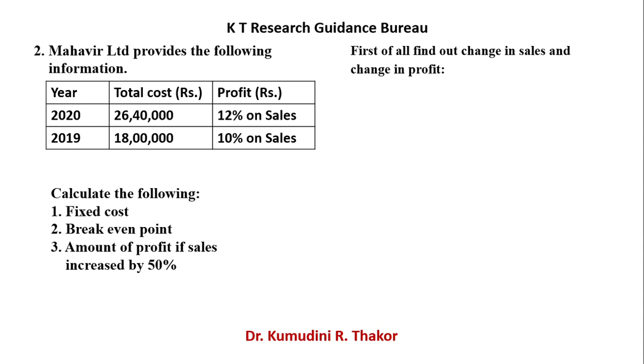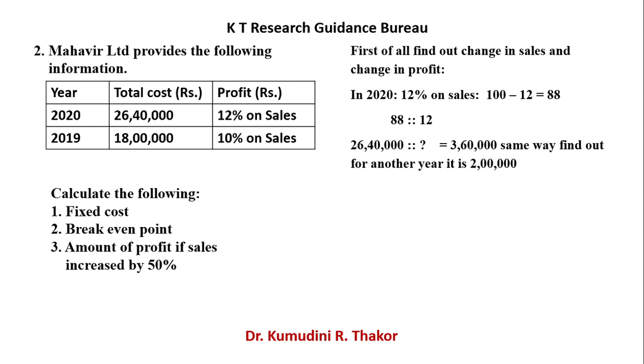First of all, find out change in sales and change in profit. In 2020, 12% on sales. So 100 minus 12 equal to 88. 88 equal to 12. Then how much for 26,40,000? Then it will be 3,60,000. Same way, find out for 19.